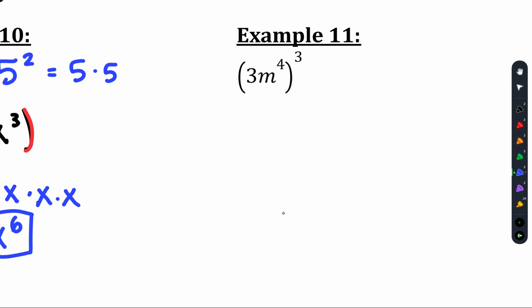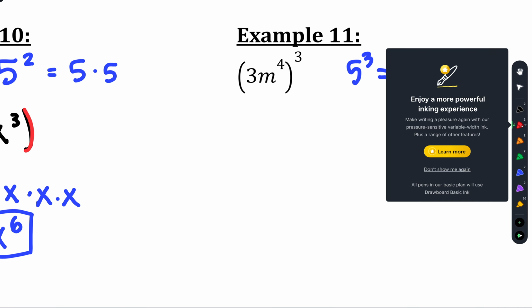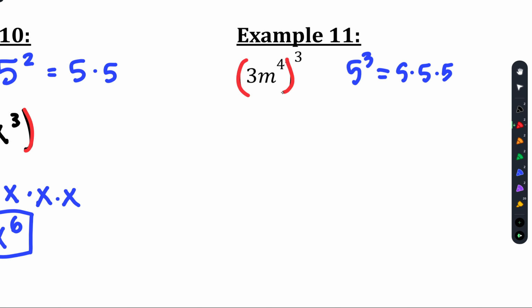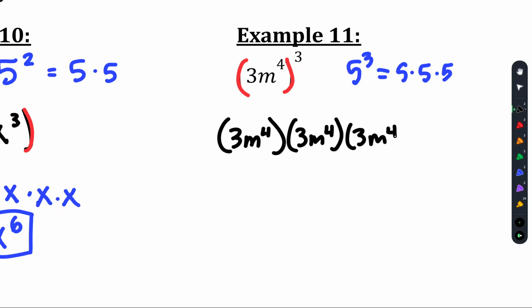All right, example 11, same thing. I'm raising that entire bubble to the 3rd power. If this was like a 5, it would be 5 times 5 times 5, right? So I'm just going to do that exact same thing. I'm going to rewrite this bubble 3 times. 3m to the 4th times 3m to the 4th times 3m to the 4th.